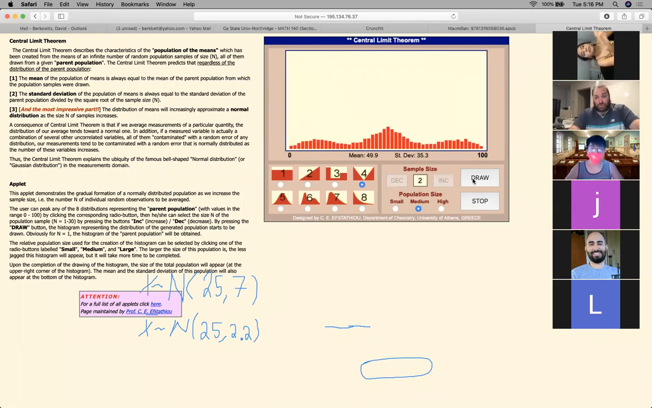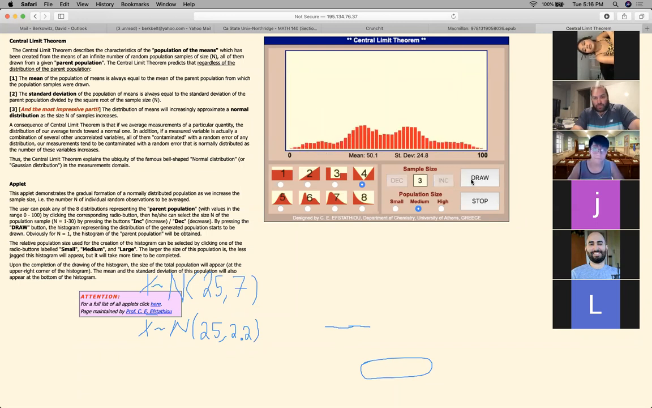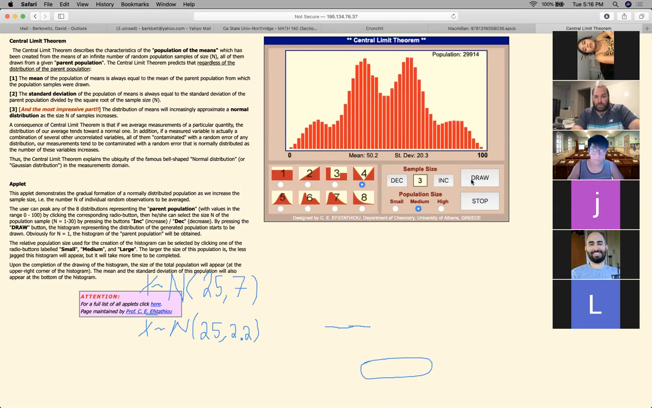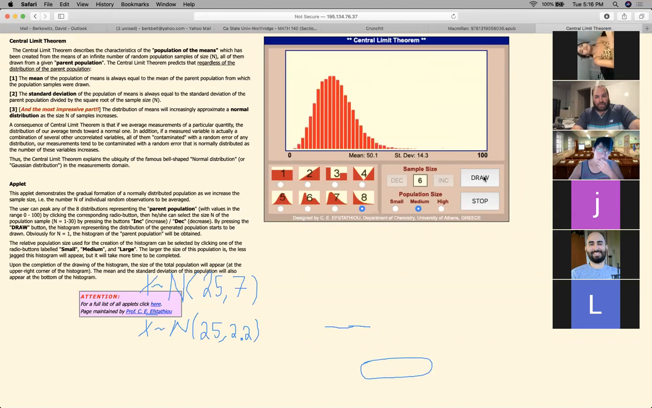If I do 2, is that normal? No. 3, is that normal? Nope. 4, is that normal? Getting there, but not quite yet, right? 5, almost. 6, yes. All right, so by 6, we're already close enough to normal that we can say this is normal. Let's see how much we need for 8. Would 6 be enough for this one? No. It's long to the right, correct?